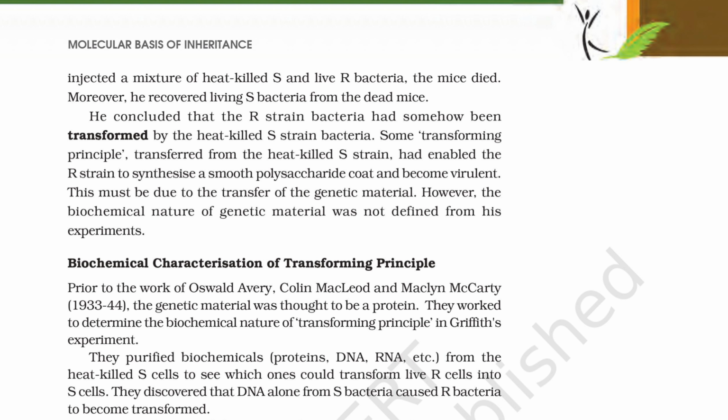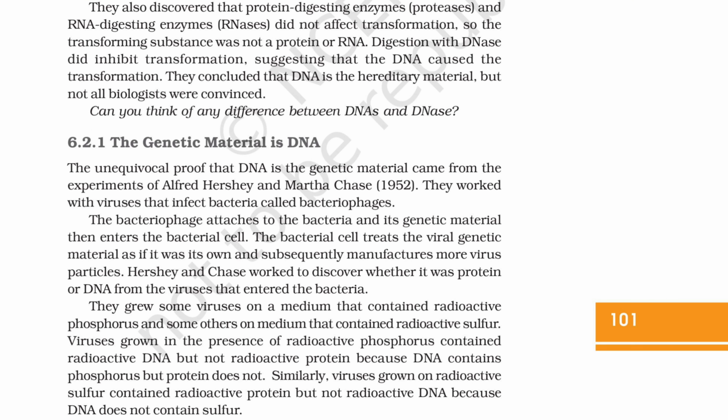They discovered that DNA alone from S bacteria caused R bacteria to become transformed. They also discovered that protein digesting enzymes, proteases, and RNA digesting enzymes, RNases, did not affect transformation. So the transforming substance was not a protein or RNA. Digestion with DNase did inhibit transformation, suggesting that the DNA caused the transformation. They concluded that DNA is the hereditary material, but not all biologists were convinced. Can you think of any difference between DNA and DNase?